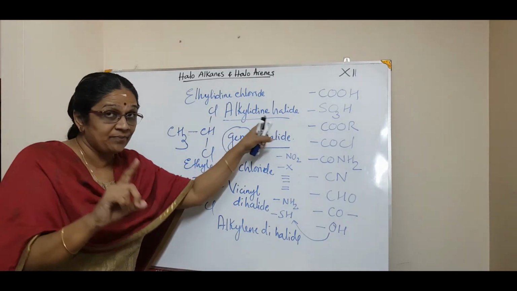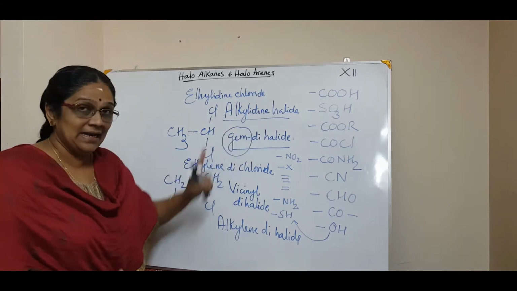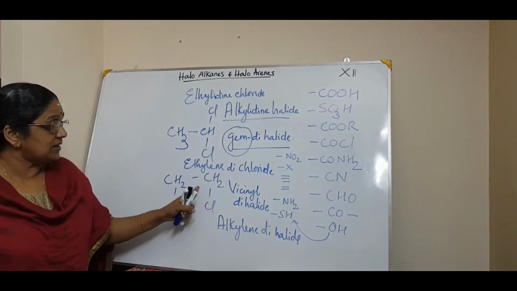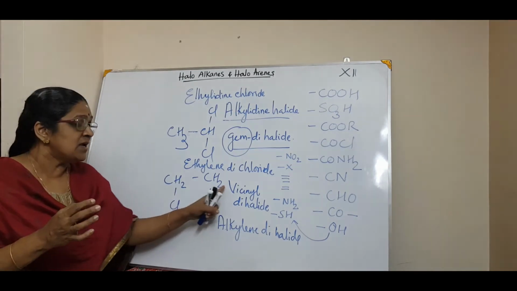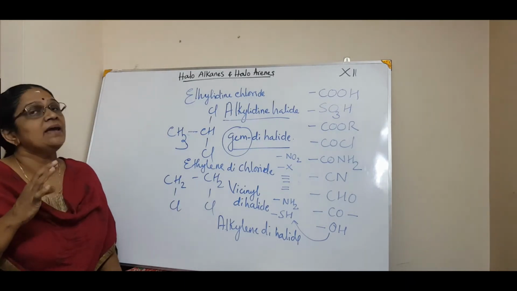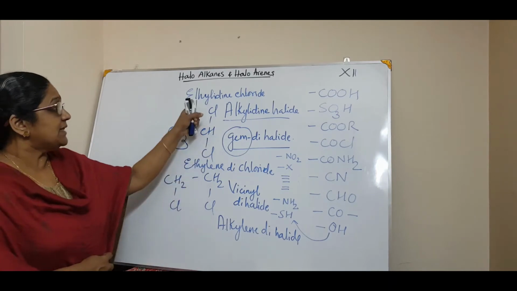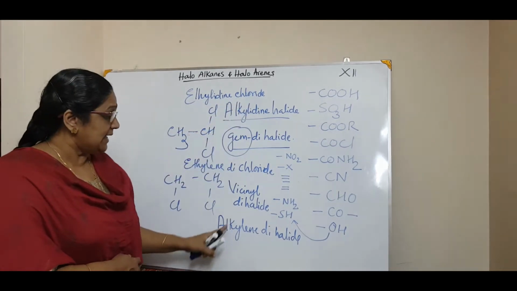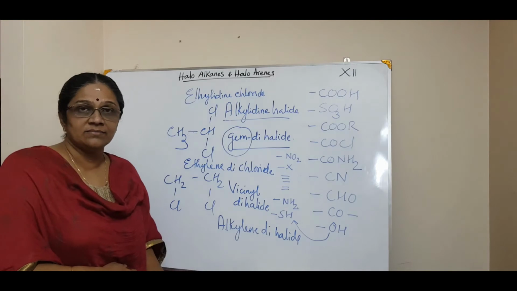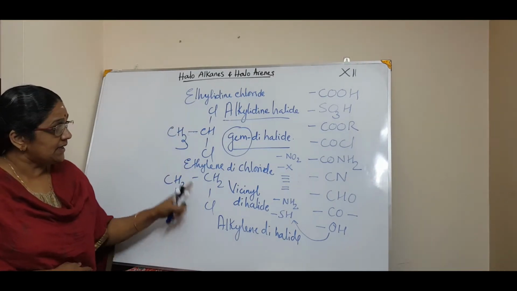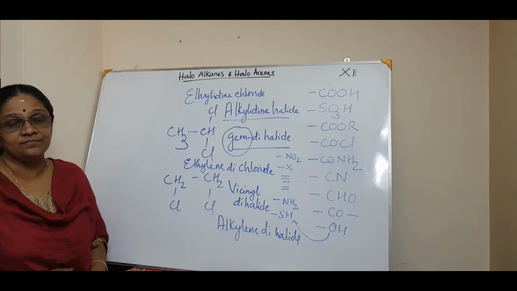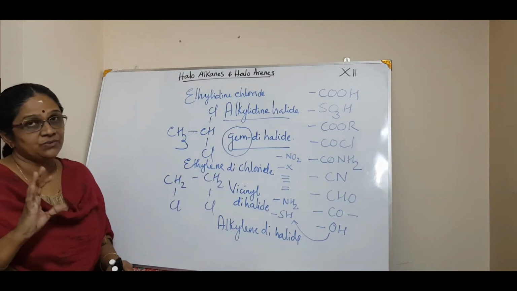There is no di there. Correct. So alkylidene halide, and if it is on the adjacent carbon atoms, it is called vicinal dihalide. Example, ethylidene chloride and ethylene dichloride. See the difference between these two? Ethylidene chloride and ethylene dichloride. So hope you understood. Right.